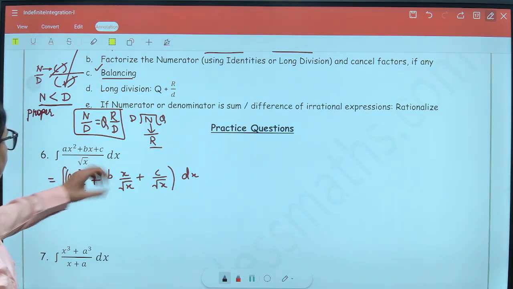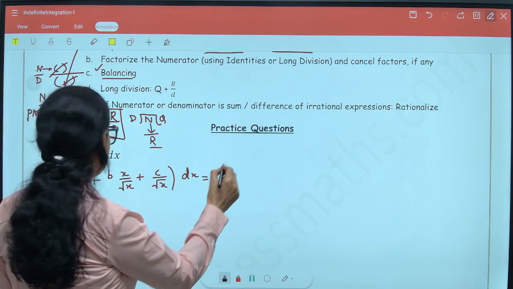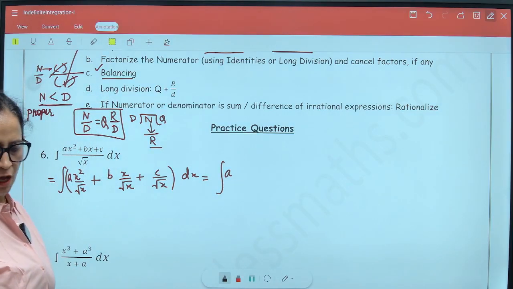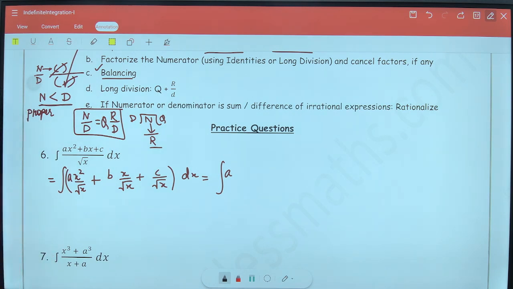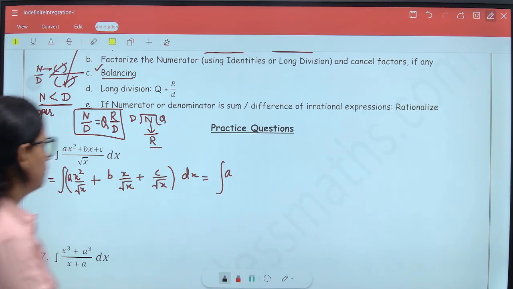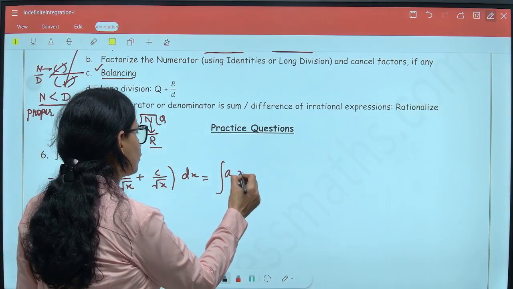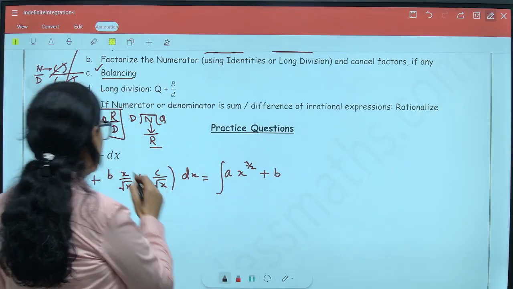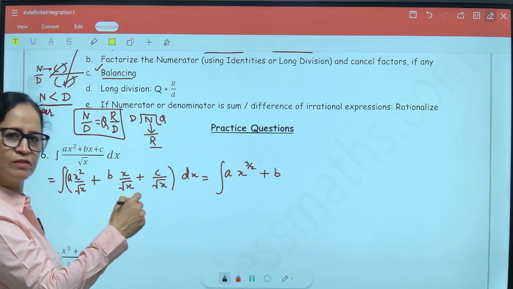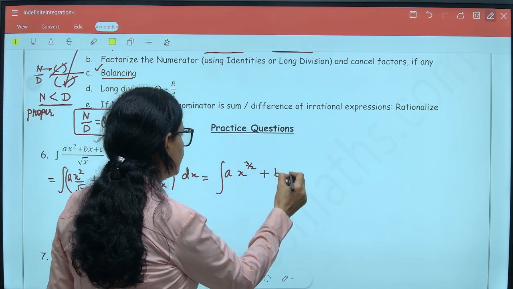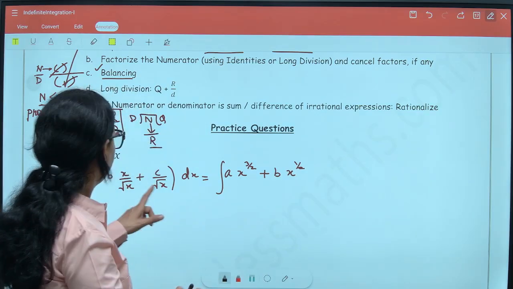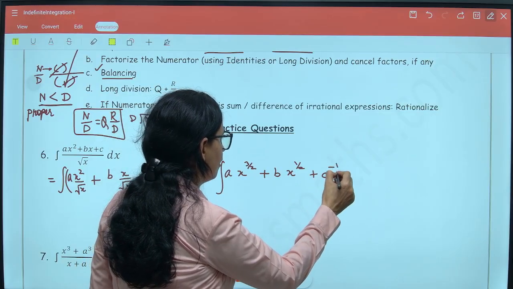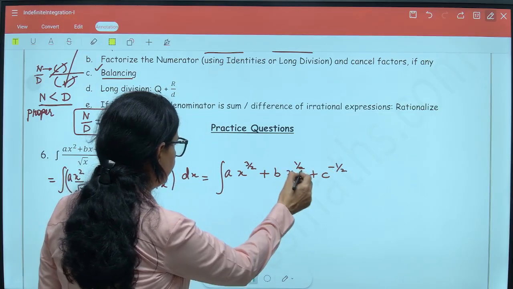We can just club the powers of x. So this becomes integral of a x to the power 2 minus half. How much is 2 minus half? 2 minus 1 by 2 is 3 by 2. So we have x to the power of 3 by 2 here plus b, 1 minus half. 1 minus half is half. So it is x to the power half plus c x to the power minus half because it is in the denominator.